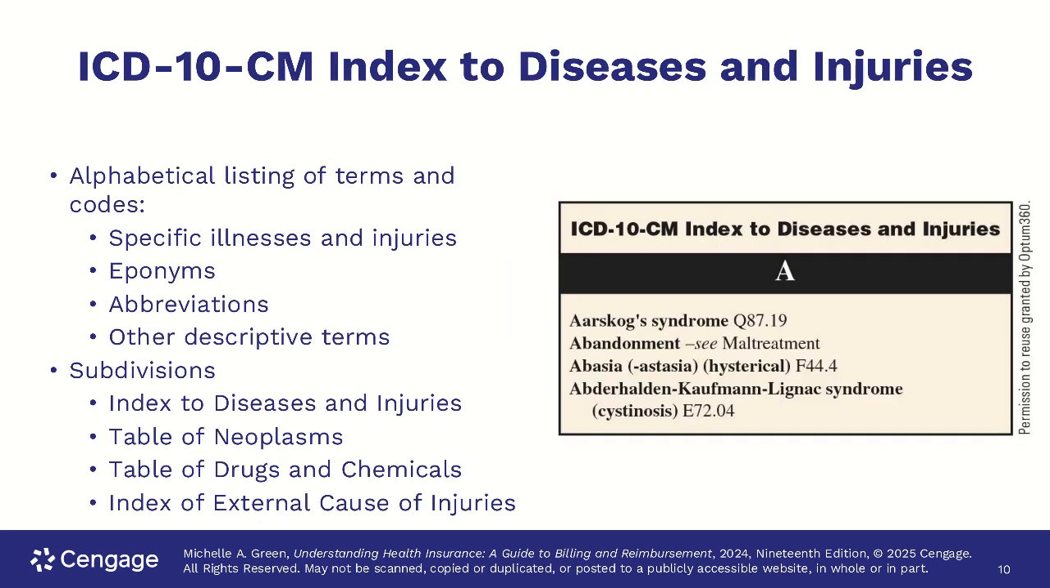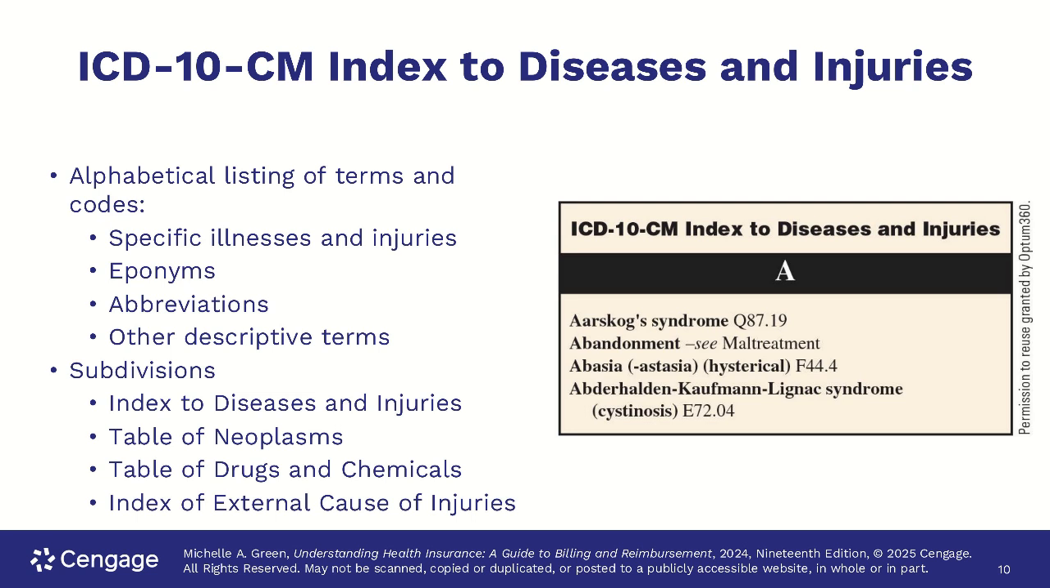So, in the alphabetical index, which is where you begin the coding process, you're going to be looking up the actual condition that the patient has. I like to say it's the active thing that's happening to the patient, right?